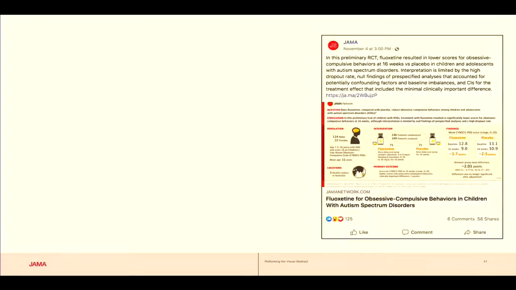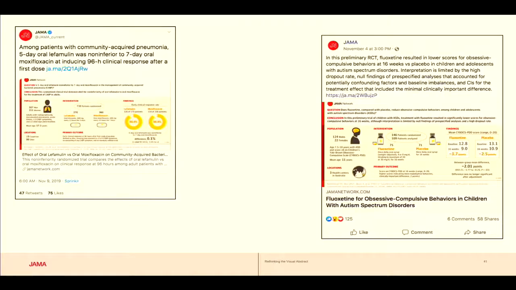So our visual abstracts are now being used on Facebook and Twitter and our brand new Instagram account. And we receive regular reports from our editors that they are used in author presentations around the world.